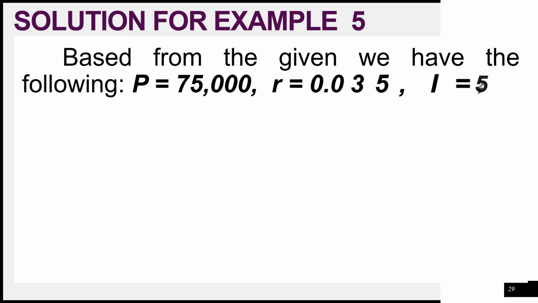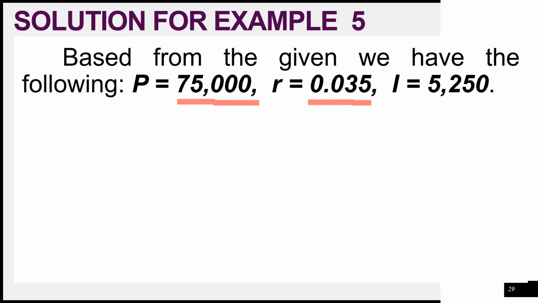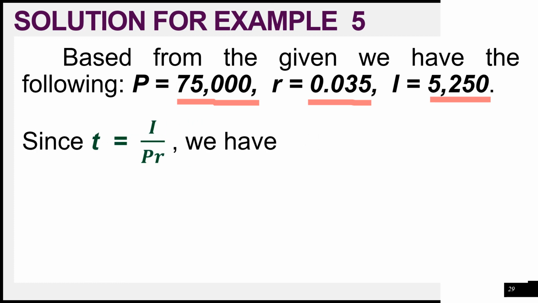Here's the solution for example number 5. Based from the given, we have the following data. Our principal is 75,000 pesos. Our rate, which we converted from 3.5%, is 0.035. And our interest is 5,250. Since the term is equal to the interest divided by the product of the principal and rate, then we have T is equal to I divided by P times R.